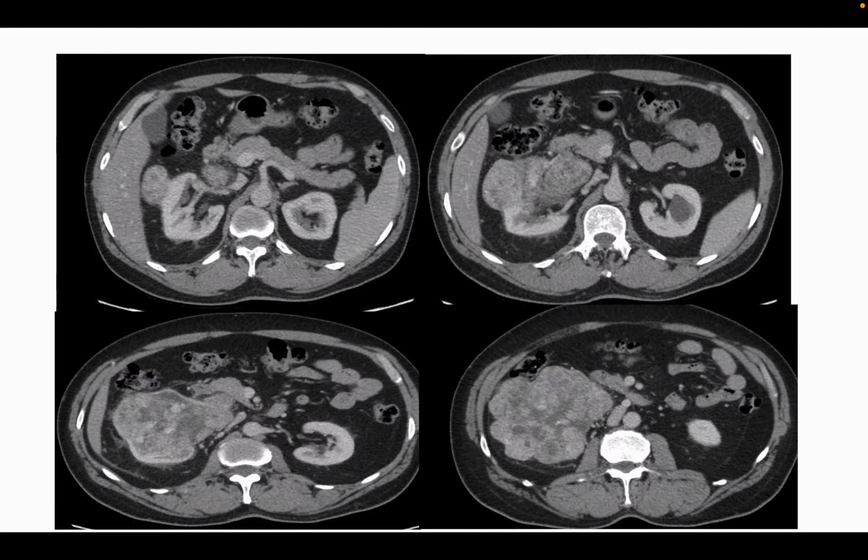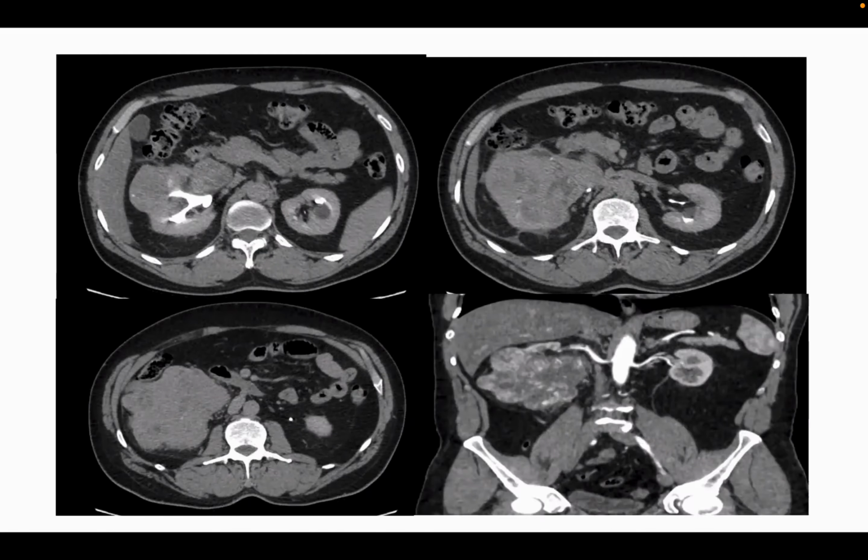So go ahead, Priyanka. What do you want? You have to tell us what you want. These are the pyelographic phase images here. So on the right side, we can see normal contrast excretion.